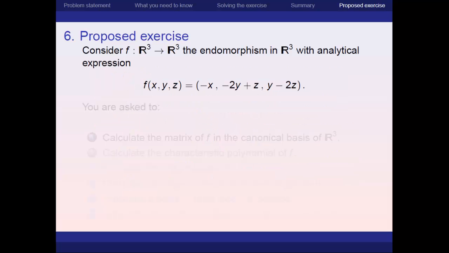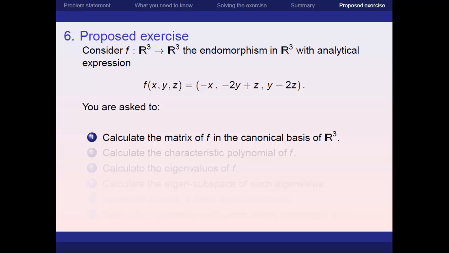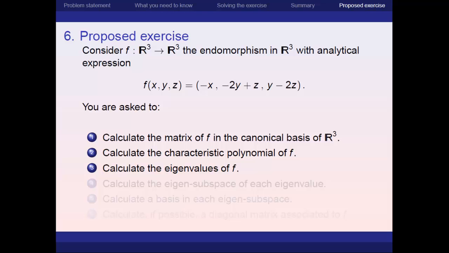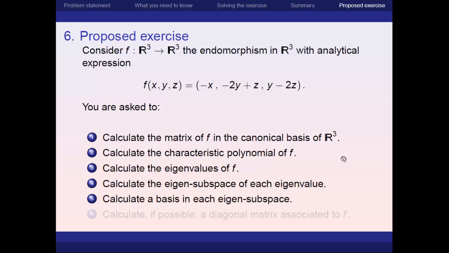Proposed exercise. Consider f from R3 to R3, the endomorphism in R3 with analytical expression f of (x, y, z) equals (minus x, minus 2y plus z, y minus 2z). You are asked to: 1. Calculate the matrix of f in the canonical basis of R3. 2. Calculate the characteristic polynomial of f. 3. Calculate the eigenvalues of f. 4. Calculate the eigensubspace of each eigenvalue. 5. Calculate a basis in each eigensubspace. 6. Calculate, if possible, a diagonal matrix associated to f.